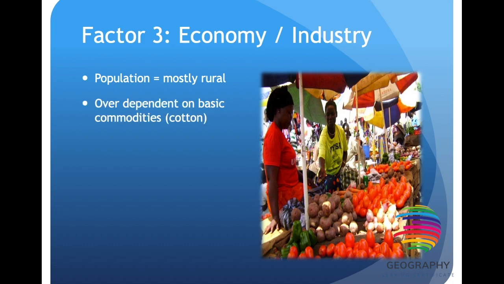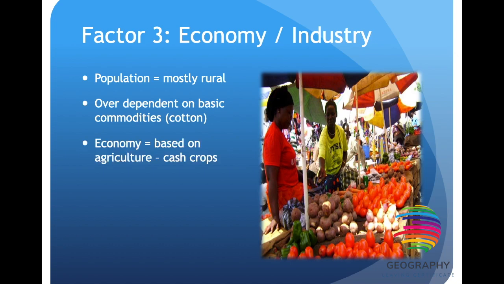It's over dependent on basic commodities like cotton. Again, a commodity is a raw material that's sold on the open market. If the price of cotton goes down globally, well, Sudan's entire economic plan goes bust, and therefore they cannot plan for any future in terms of education, housing, and infrastructure.